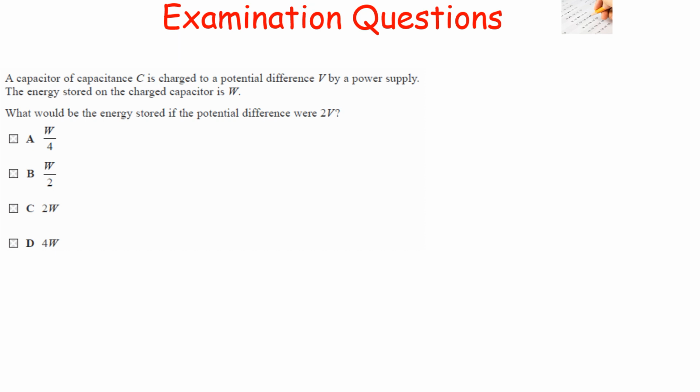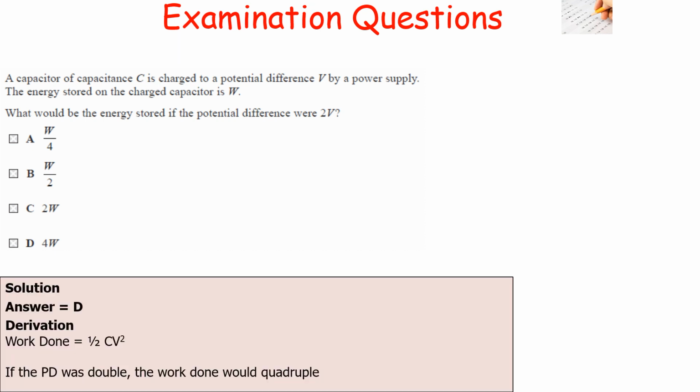Right, the answer here is D, because from our equation book, the work done on a capacitor, and the energy stored, the work done in a capacitor is equal to a half times by capacitance times by the potential difference or voltage squared. So therefore, if the potential difference was doubled, it becomes 2V, and it's V squared in the equation, well, the work done must quadruple. So our answer is D.